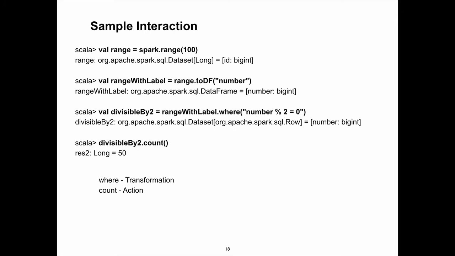I do Spark range. I get numbers 1 through 100. And what I get back is a data set, and we'll talk about the differences, and we'll see if we get to it today. I can then convert it to a data frame by giving the column a name, right? And now I get a data frame back, and now I can start doing things like, give me all the numbers that are divisible by 2, right?